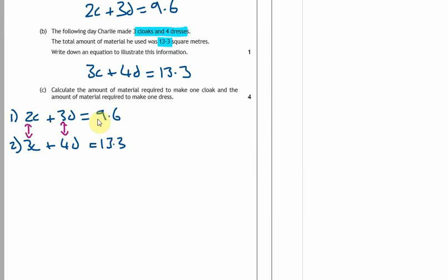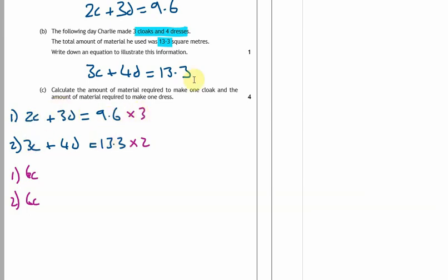So I think we'll just stick with the small numbers to make life easy for ourselves, and we'll do 2 and 3. So I'm going to times this by 3, and I'm going to times this by 2. So I've got my new equation 1, my new equation 2. So I know the common factor is 6c. So that's 2 times 3, 3 times 2.